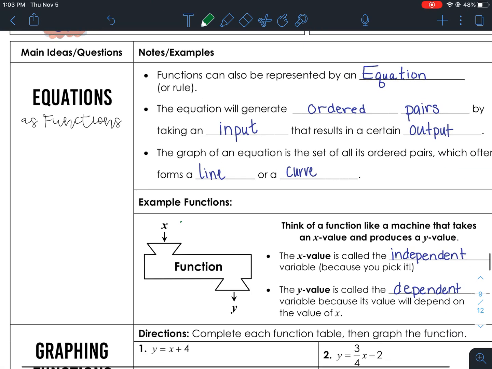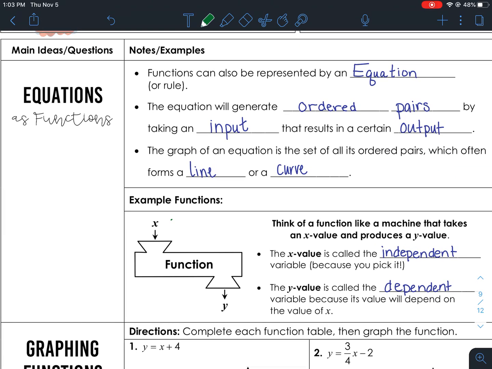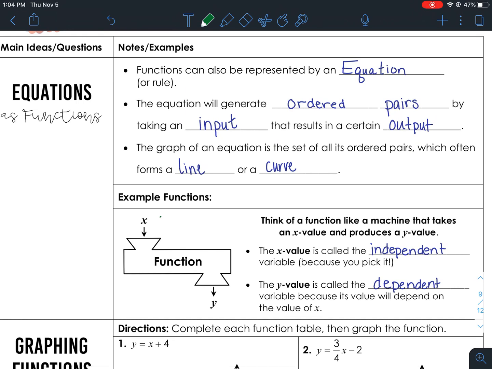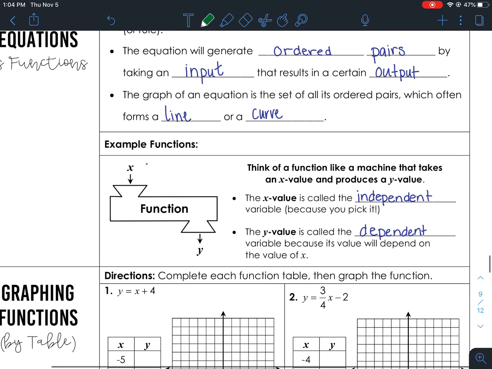Here we're going to write equations as functions. Now functions, like we talked about before, can be written as equations where we have an equal sign. These equations will generate ordered pairs by taking your input and producing a certain output. The graph of the equation is a set of all of its ordered pairs, which often form a line or a curve. So let's talk more about these functions, inputs, and outputs.